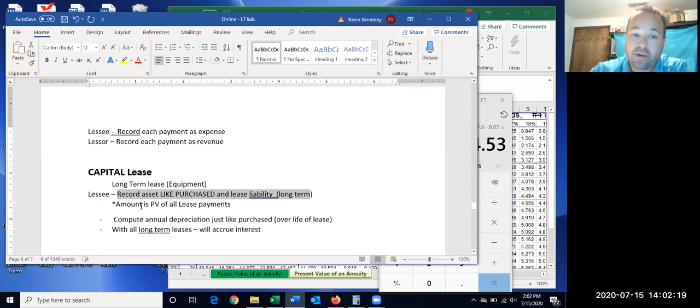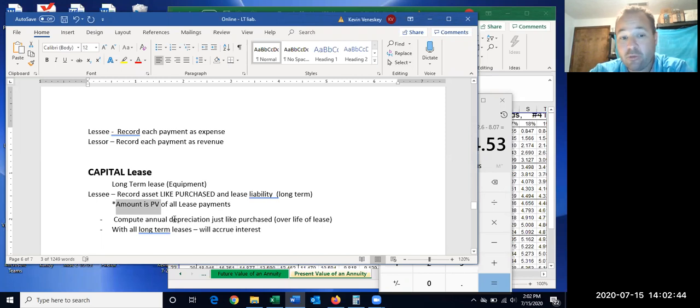And you're going to record it at, note here, the present value of all of your lease payments. We just talked about present value when we were talking about bonds. What is that? What are all those payments worth right now that you're making over the next 10 years, if that's how long you're paying for this lease? So you're going to use the tables to figure out what all of those are worth in 10 years.